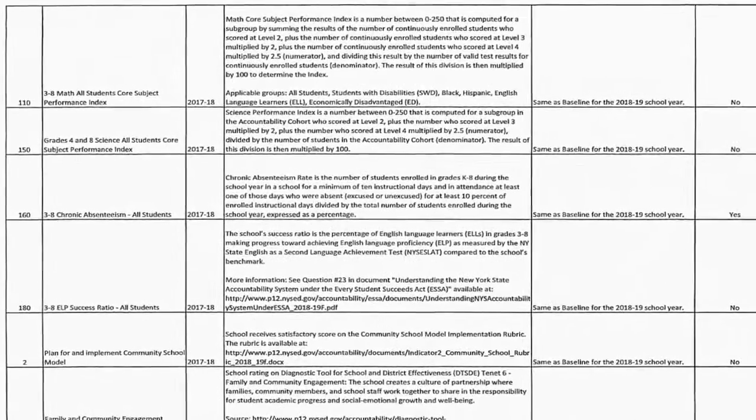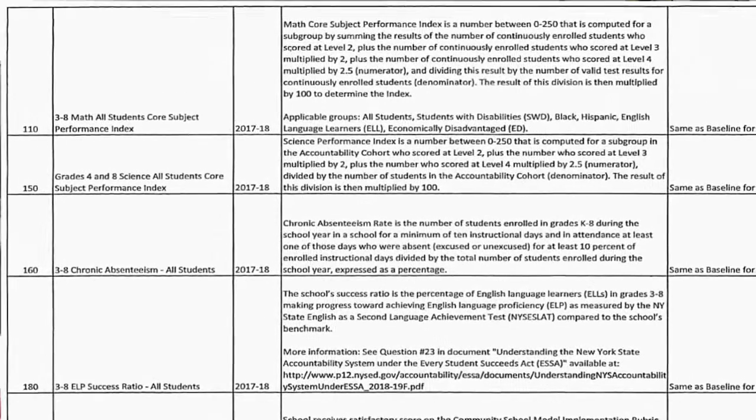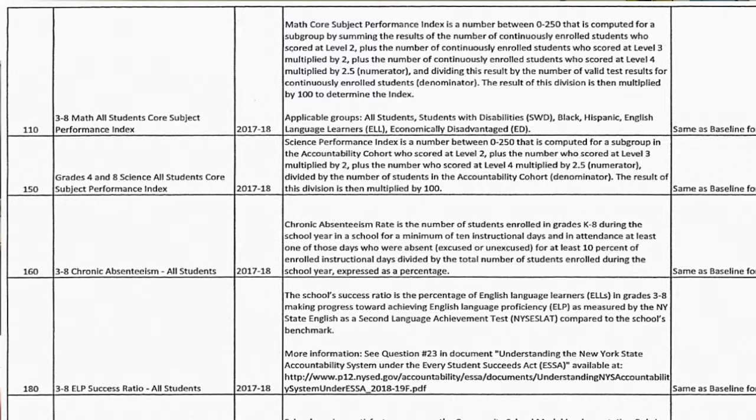The chronic absenteeism rate is for the number of students enrolled in grades K through 8 during the school year in the school for a minimum of 10 instructional days. Then they're on our enrollment. And then the attendance is monitored with absences, such as excused and/or unexcused, for at least 10% of the enrolled instructional days, divided by the total number of students enrolled during the school year, expressed as a percentage. So when we look at the 2017-18 school year, we did have a higher percentage of chronic absenteeism.